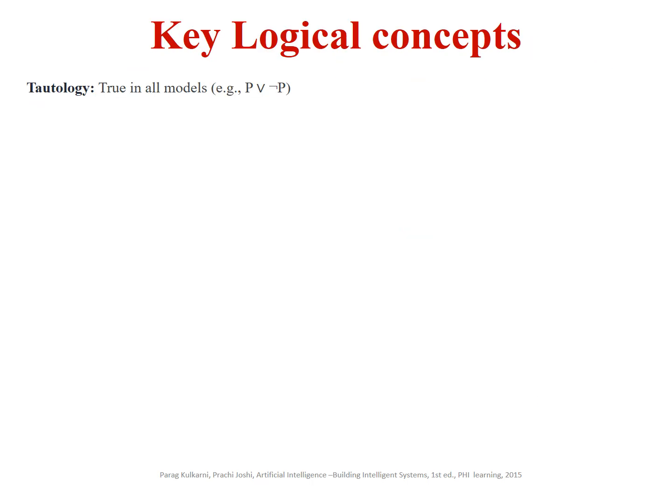Key logical concepts. We'll start with tautology. This is true in all models. Example, P disjunction negation P. So whatever may be the value of P, the expression will be true always.